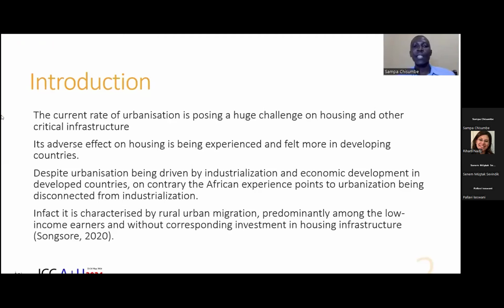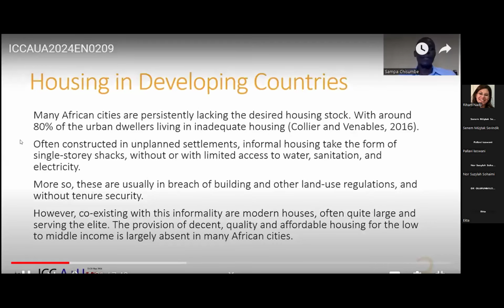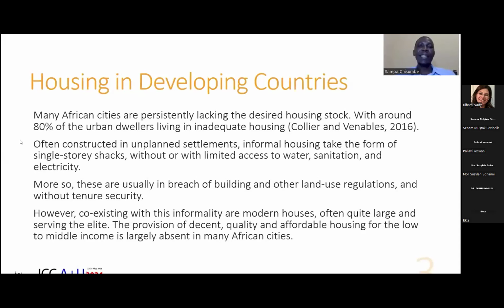Its adverse effects on housing are being experienced and felt more in developing countries, especially in Africa. Despite urbanization being driven by industrialization and economic development in developed countries, on the contrary, the African experience points to urbanization being disconnected from industrialization. In fact, it is characterized by rural-urban migration, which is predominantly among the low-income earners, without corresponding investment in housing infrastructure.